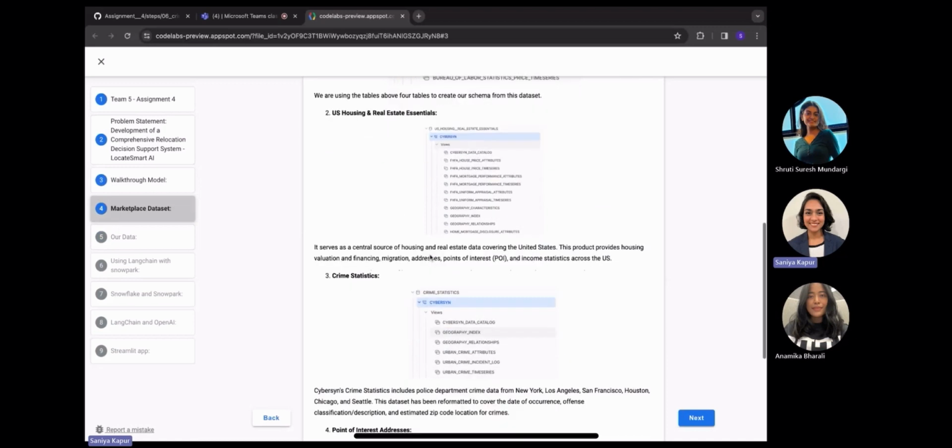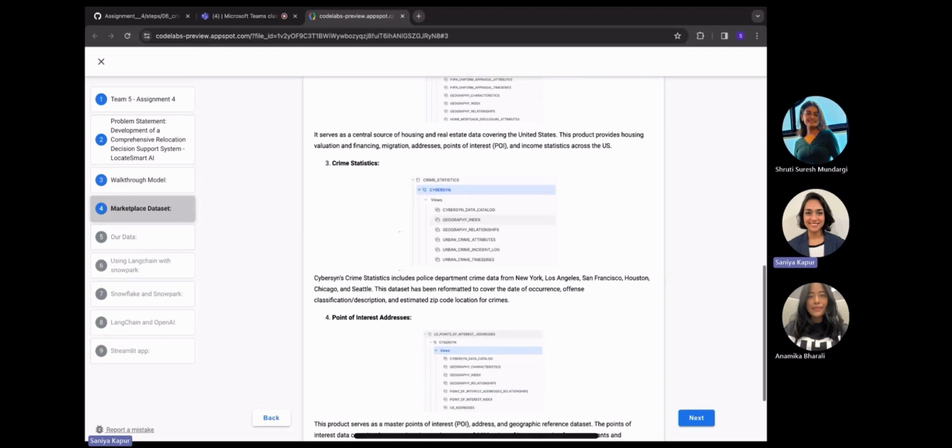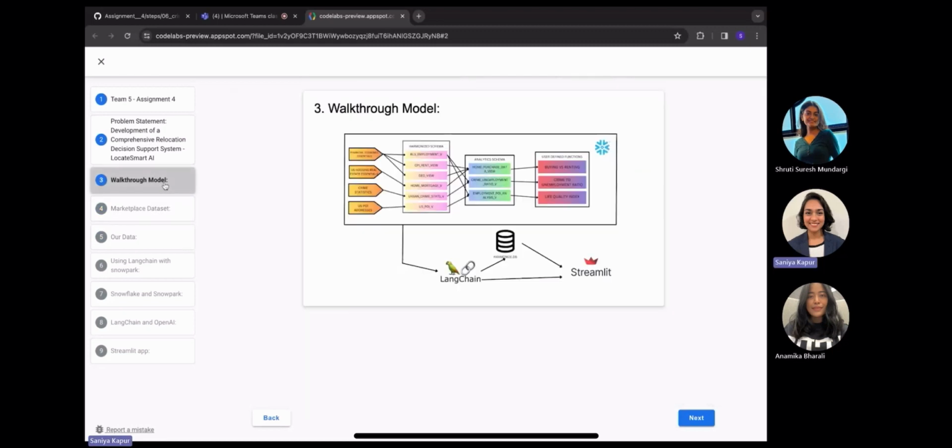addresses, things like that. The crime statistics tell you about how many crimes happen in a particular city or in a particular zip code, and what kind of crimes take place. Point of interest addresses maps all of these above data sets to the specific addresses. So you can search by address as well. So I'm going to take you through what our model looks like.